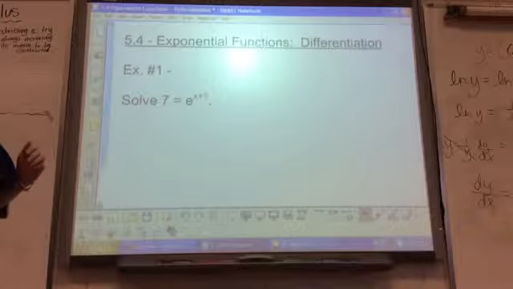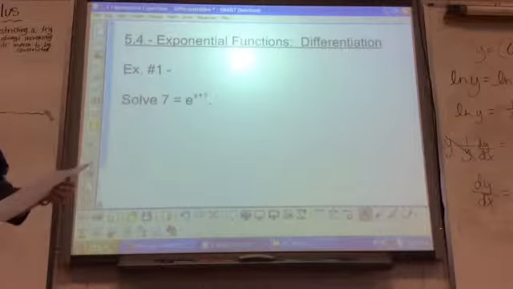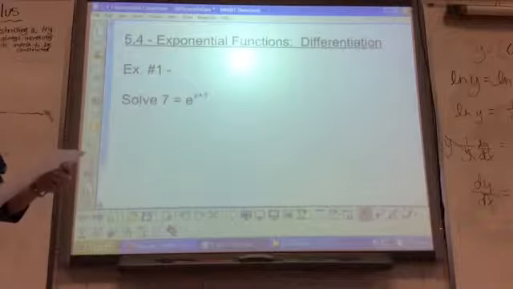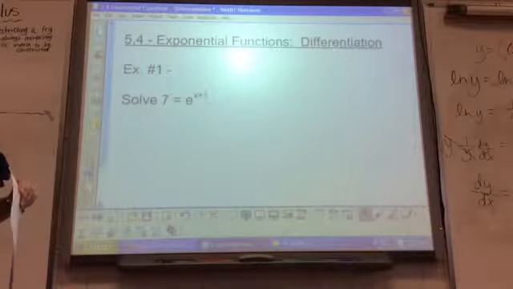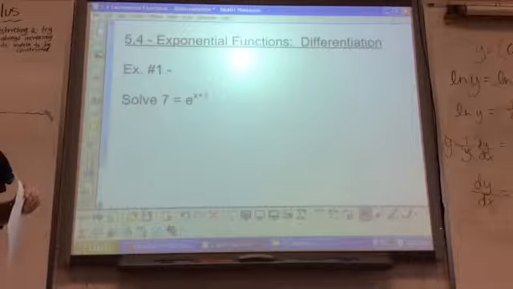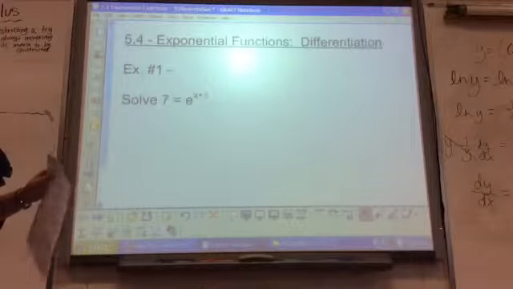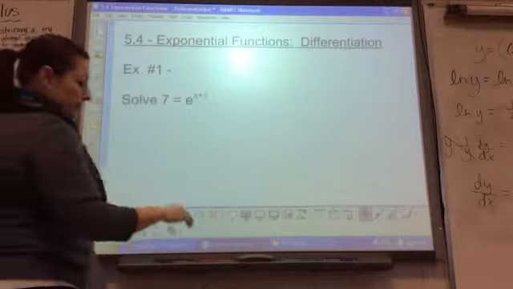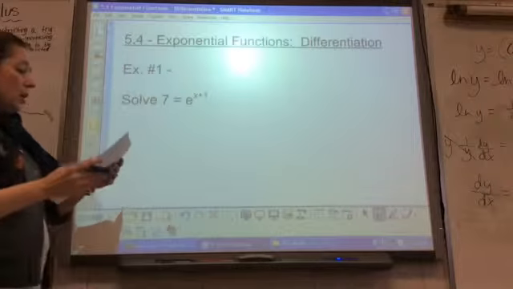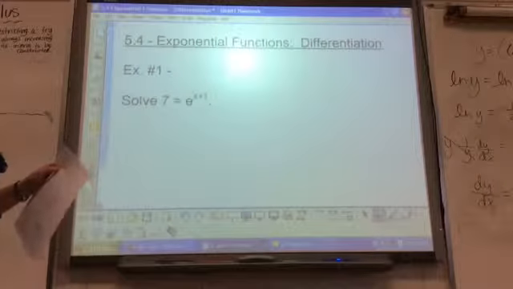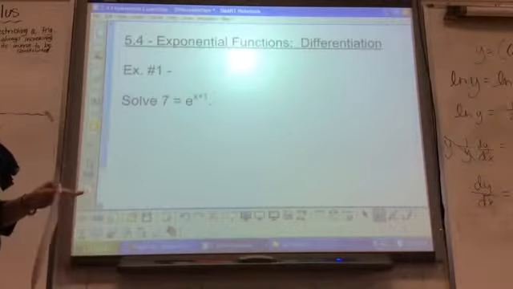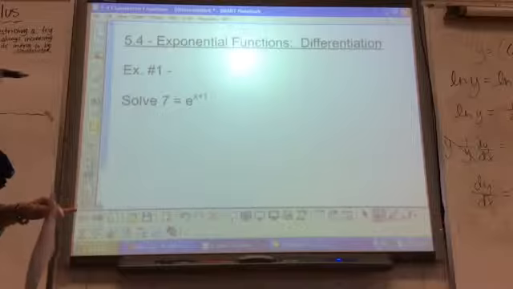So we're getting our e rules today for derivatives and such. Well, first of all, this is not a derivative problem right here. This is just a solve. This is an algebra problem, kicking back to old stuff, but there's a reason, because it's going to come into play here and there. All right, so if we were going to solve something like this, first thing I would do is rewrite it in log form.